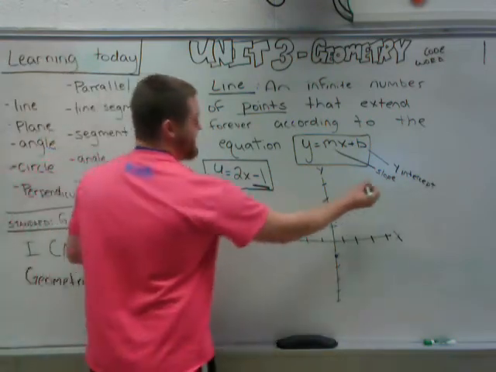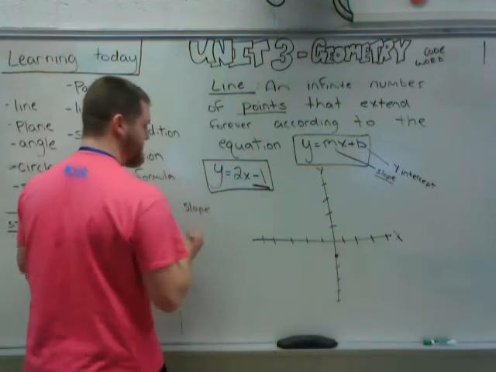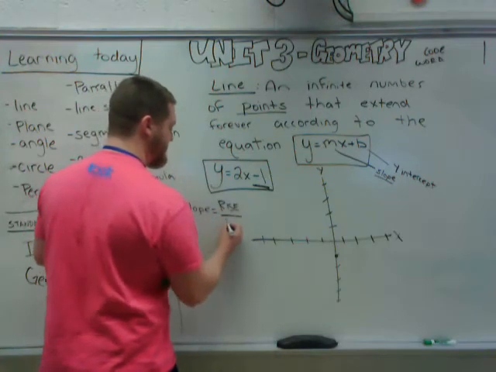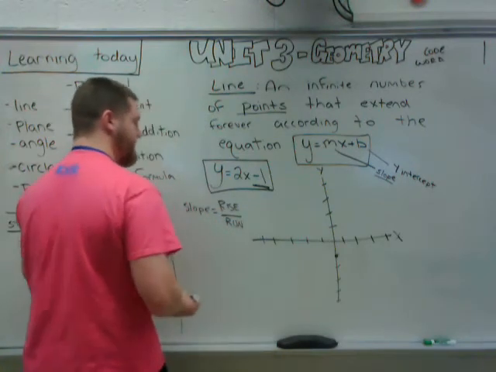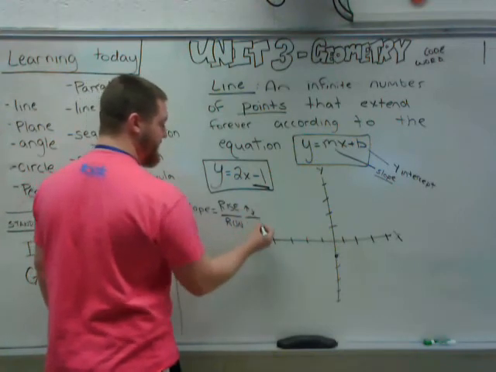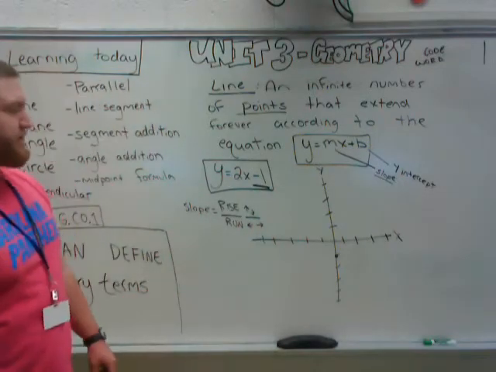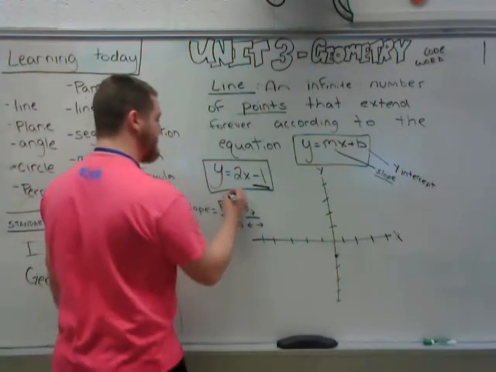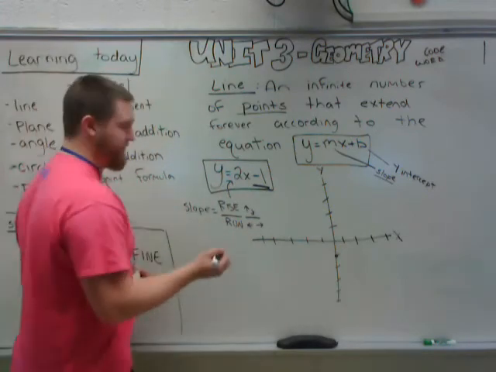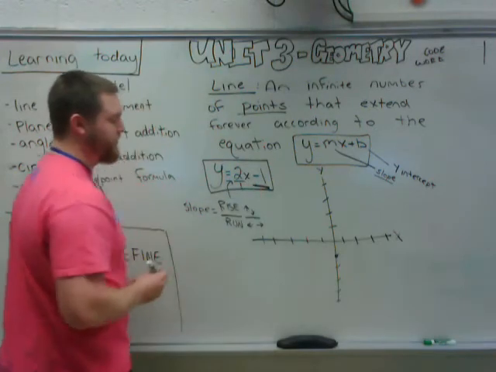Now we have to deal with the slope thing. What is slope? Well, slope is rise over run. So how far we're going up or down over how far we're going left or right. And in this case, our slope is 2. Well, that's just one number. It's not a fraction. So what are we going to do? Well, every number is a fraction. And if it's a 2, it's 2 over 1. Every number is over 1.